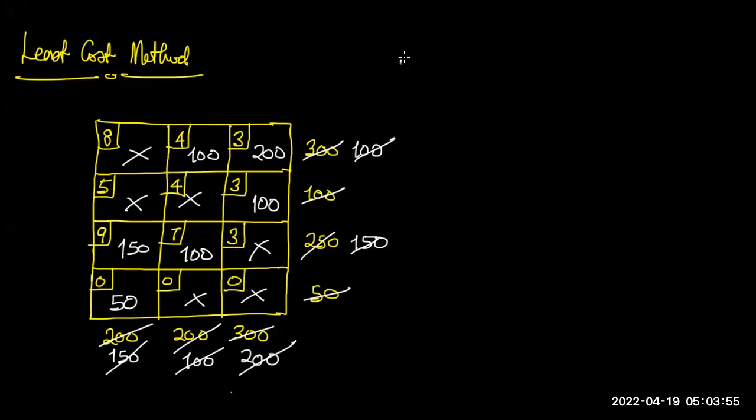Initial basic feasible solution. The initial basic feasible solution will be equal to, maybe I should rather write it here, 4 times 100 plus 3 times 200 plus this 3 times 100.